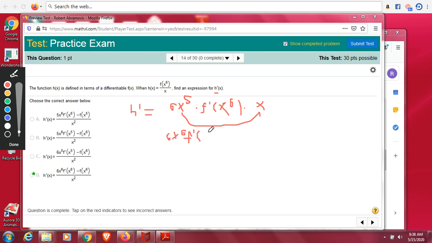Times f prime evaluated at x to the 6, minus f of x to the 6, the numerator, times the derivative of the denominator. Derivative of the denominator is 1, all over the denominator squared.